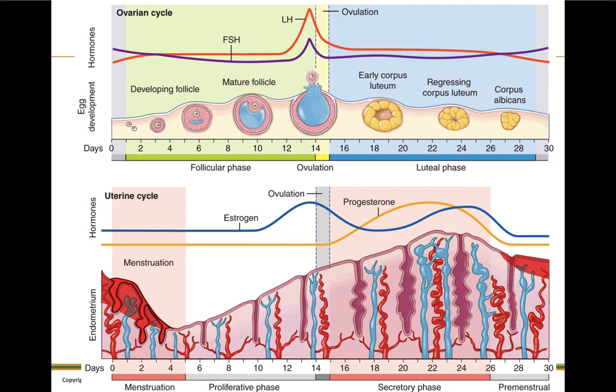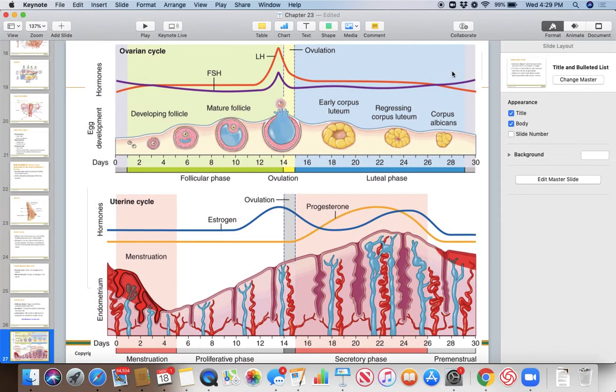Alright, so this figure shows, on the top, the ovarian cycle and FSH and LH levels, and on the bottom here we have the menstrual cycle. So this is what's going on with the lining of the uterus. This is what's going on with the follicle and the eggs. So let's talk first about the ovarian cycle.